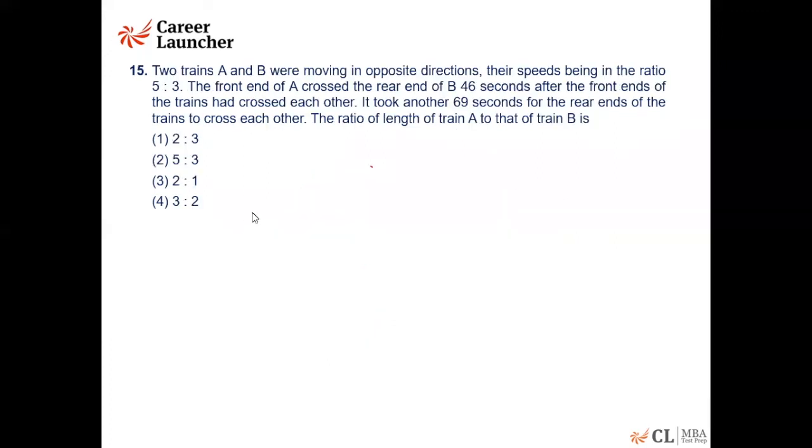So let's say two trains A and B were moving in opposite directions, their speeds being in the ratio 5:3. So let's take the speeds as 5s and 3s. The front end of train A crossed the rear end of train B 46 seconds after the front ends of the two trains had crossed each other.